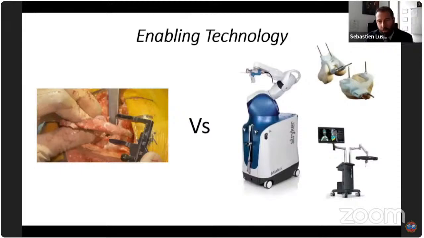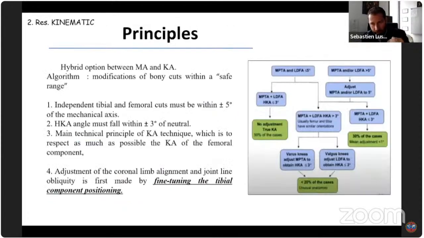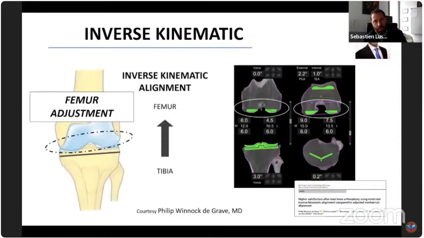So that's why, because of the new tools, and remember, Stephen Howell has been using only a caliper. He has not the fancy tools available at that time. And because of this fancy tool, you have different options. You have the restricted kinematic from Pascal-Andre Vendittoli, because he was worried about this potential issue with aberrant anatomy. So he offered some boundaries, and you have to follow these boundaries to maintain the ±3 overall coronal alignment.